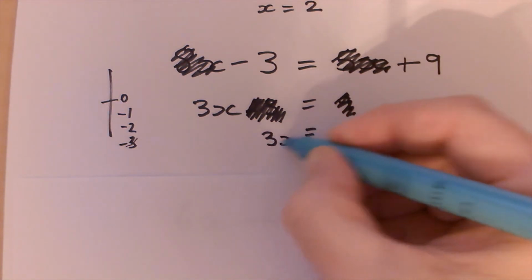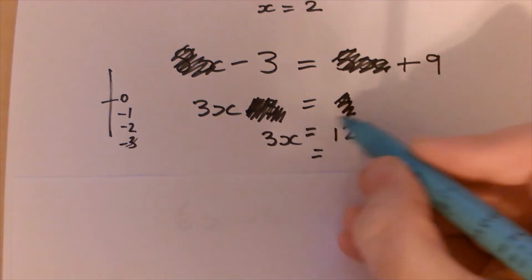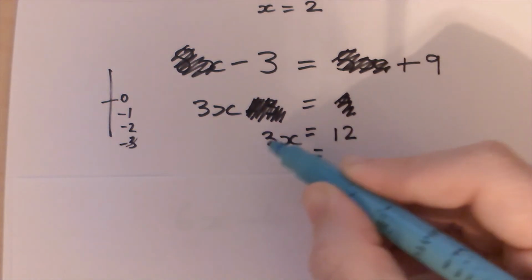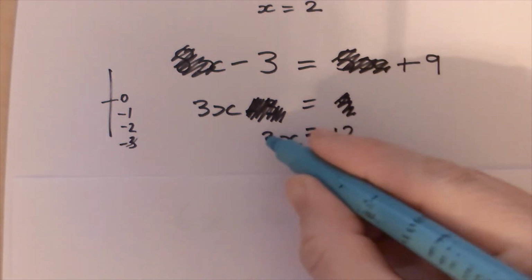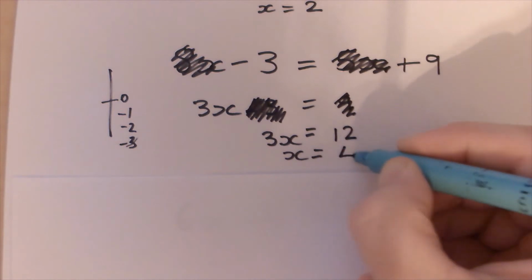So 3x's are 12. And remember I said 12 divided by the number in front of the x. 12 divided by 3 is 4. x is equal to 4.